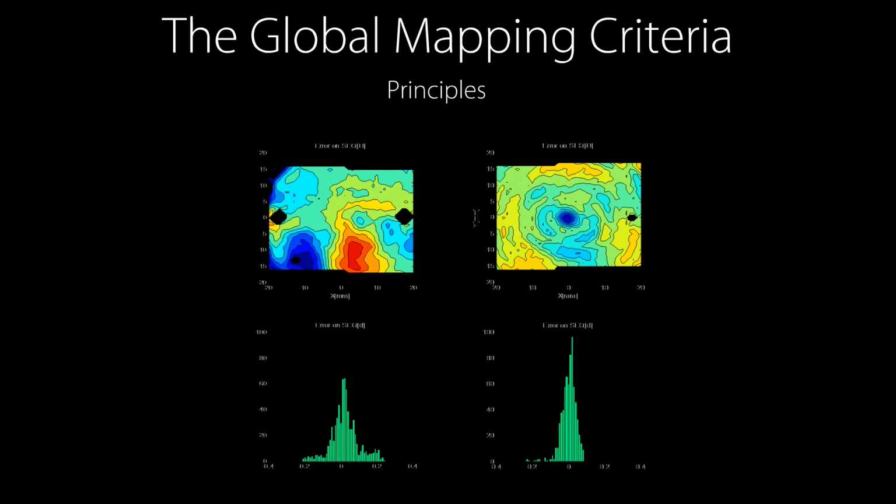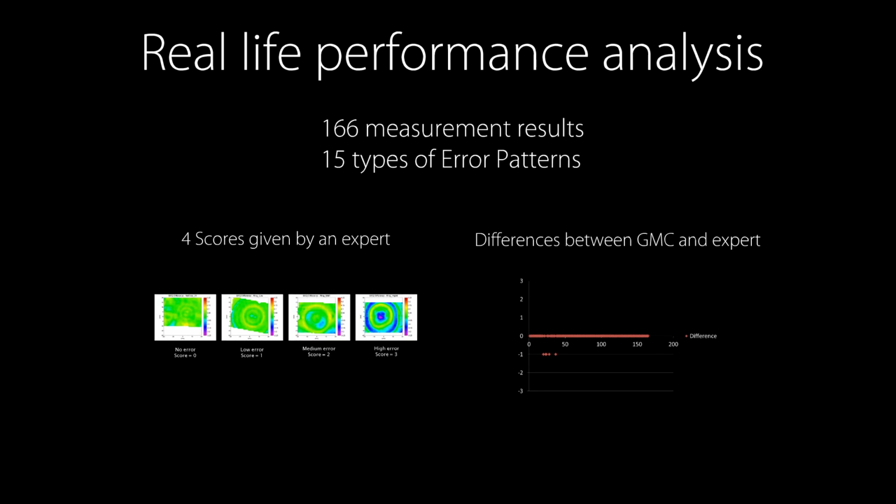One that works well with the variation of value when it's spread all over the map. And another approach that works well when the defect is local. And a combination of the two provides a very robust criteria to quantify the importance of the error pattern. The performance of the GMC has been tested on real-life examples. It was done on 166 measurement results, showing 15 types of error patterns.